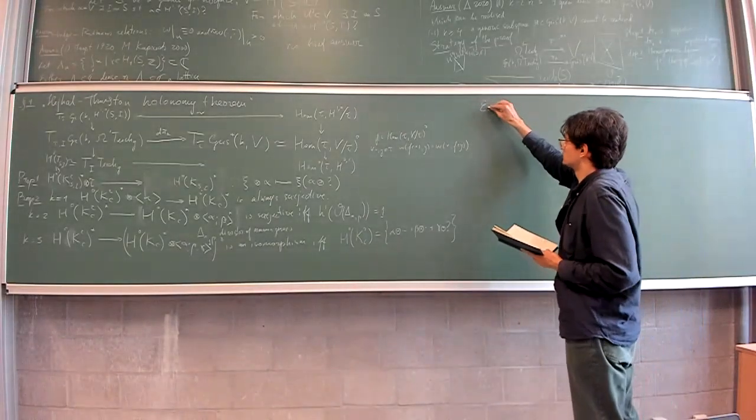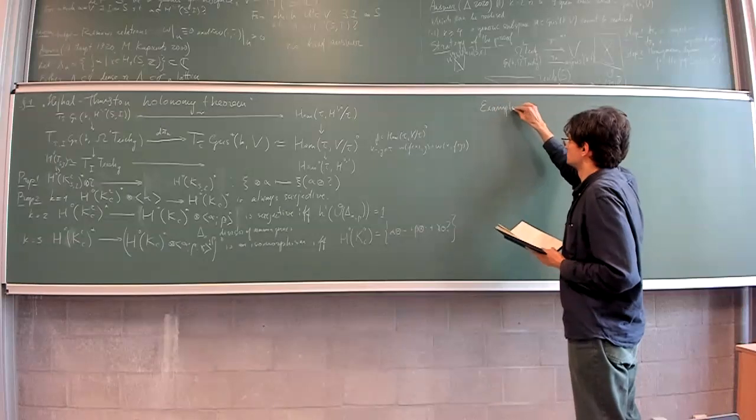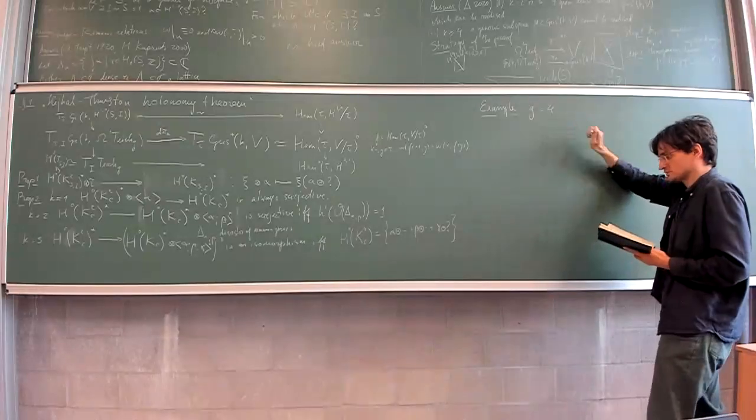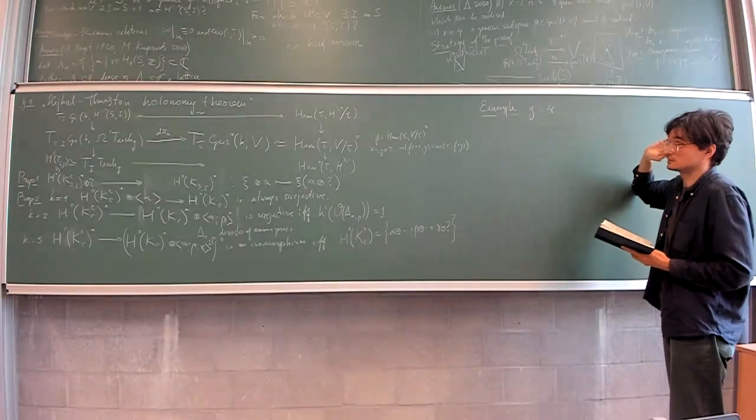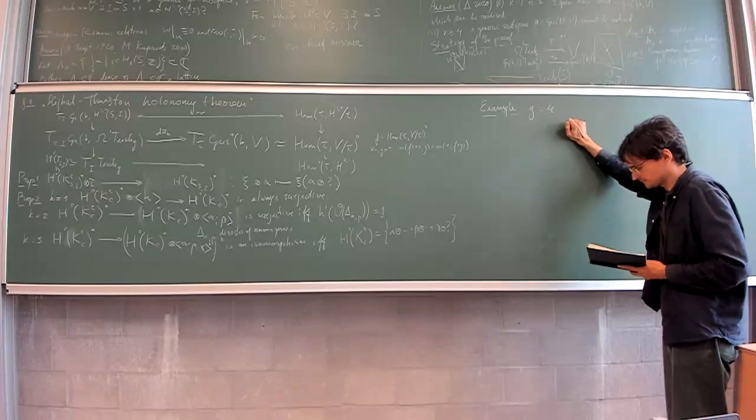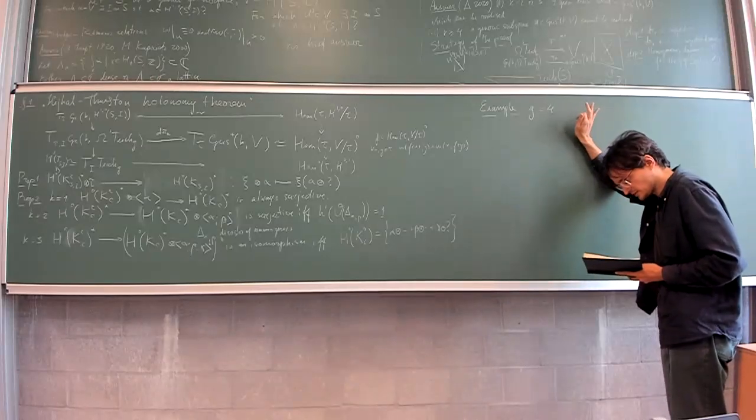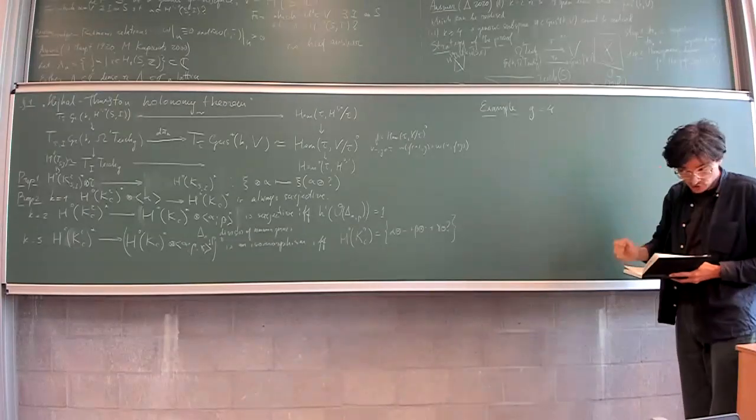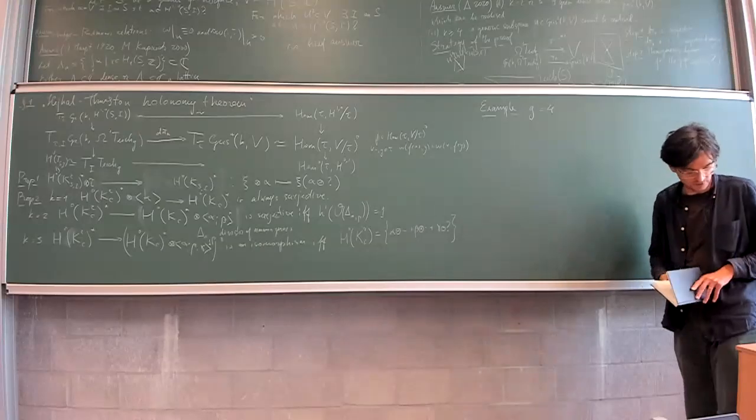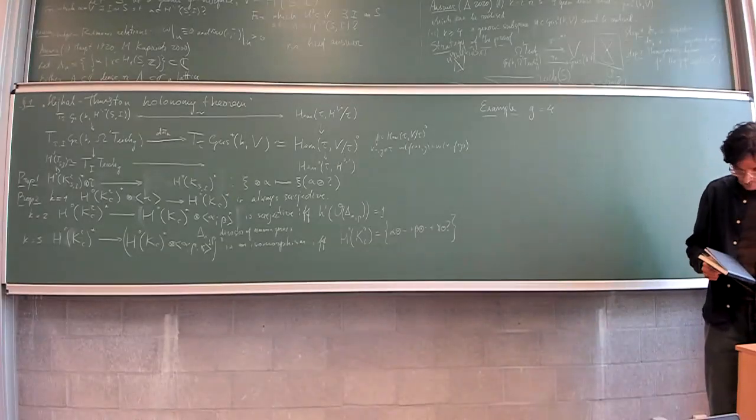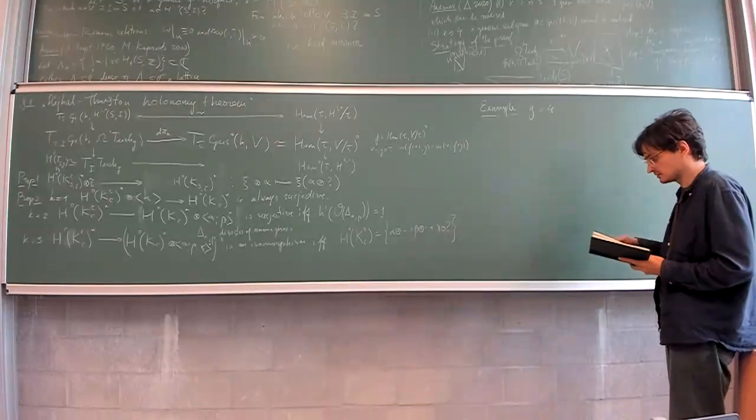Let me tell an example for g equals 4. A non-hyperelliptic genus 4 curve embeds canonically into P3, and it is of degree 6. It is an intersection of a quadric and a cubic.